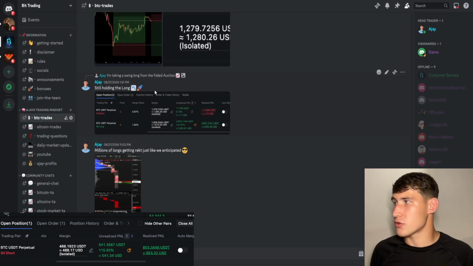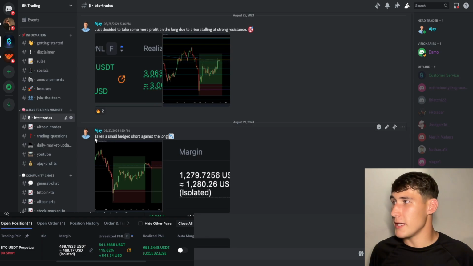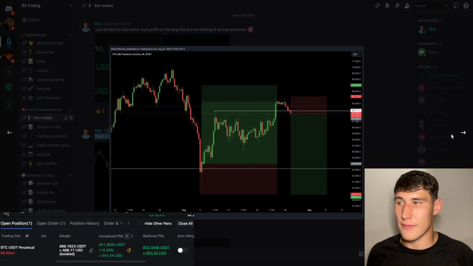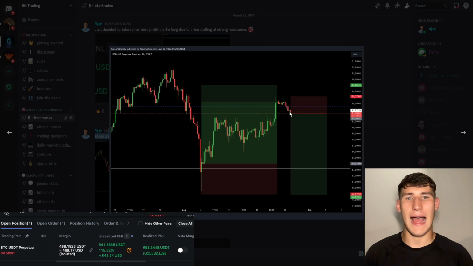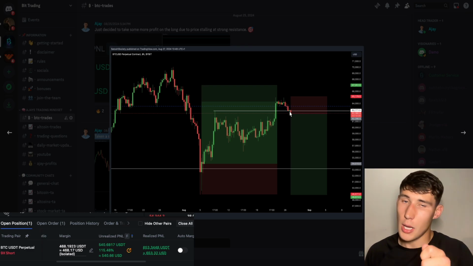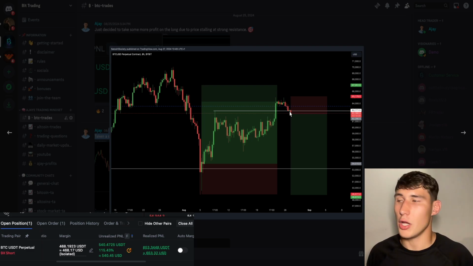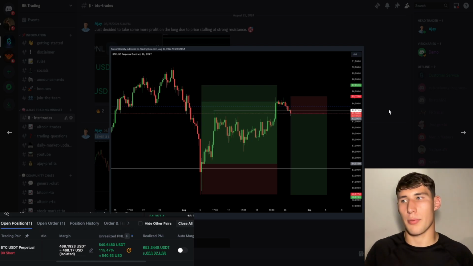Going back onto the Discord, you can see I told the team here, taking a small hedge short against the long. That was the setup I gave the team as price started to pull back. Why did I enter into this trade? Because we had the trapped traders at the high. What happens if long trades open up at a high and price starts to pull back? These trades at some point are going to be forced to cover. What does long covering mean? It means they are selling into the market, adding fuel to the fire and pushing price lower.